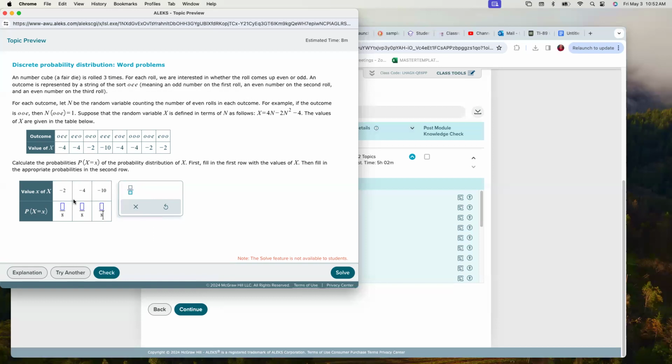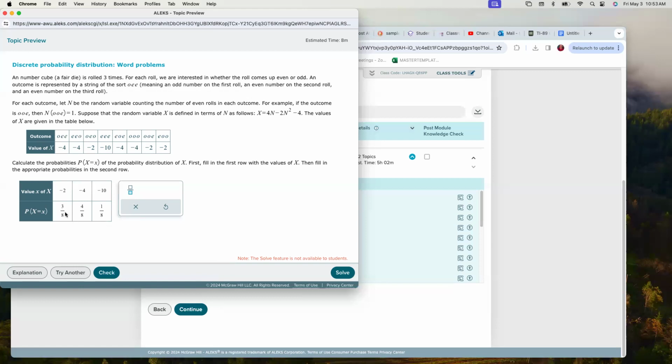Okay. And now, so out of the 8 possible outcomes, how many of them are -2? Well, it looks to me like we have 1, 2, 3 here for -2. So I'm just going to put a 3 in there. As far as -4 is concerned, it looks like we have 1, 2, 3, 4 of those. All right. So I'll put the 4 in. And there's only one way to get to -10. Okay. And so there you have it.